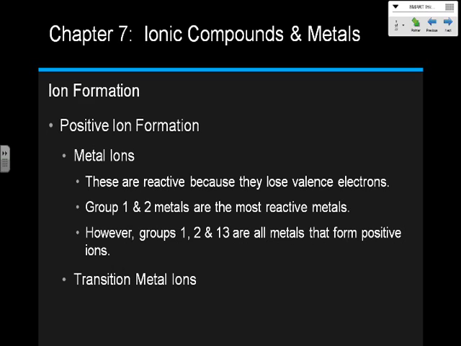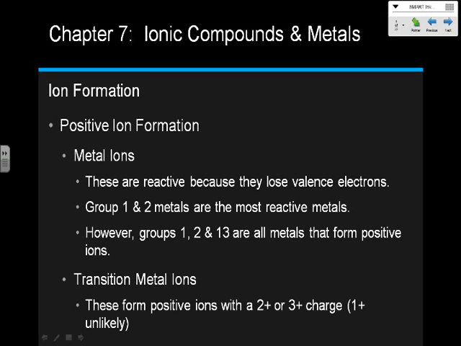Now, transition metal ions are a little bit different. The reason we call them transition metal ions is because their charges continually change. These are going to form positive ions with a 2+ or a 3+ charge. Sometimes they will do a 1+ charge. That's just not as likely as 2+ or 3+.